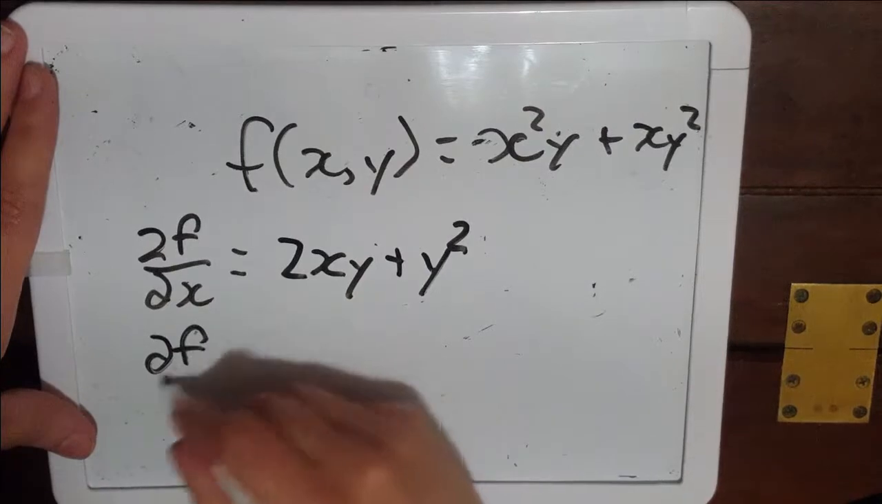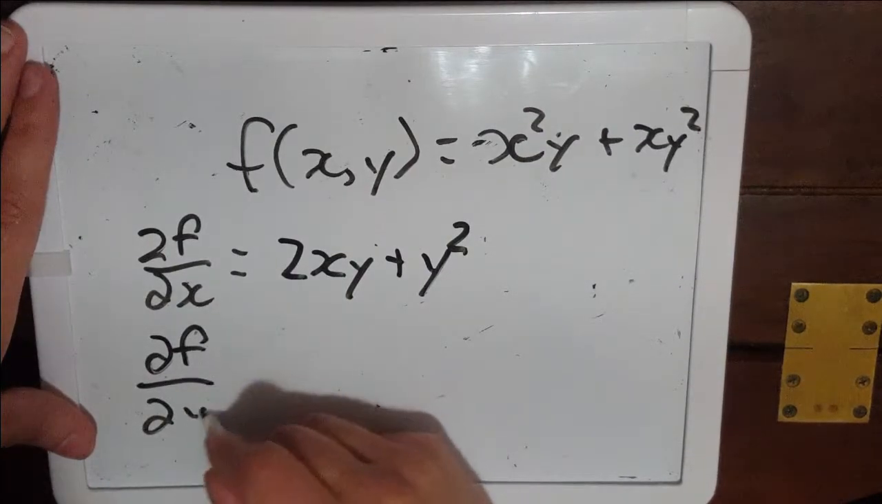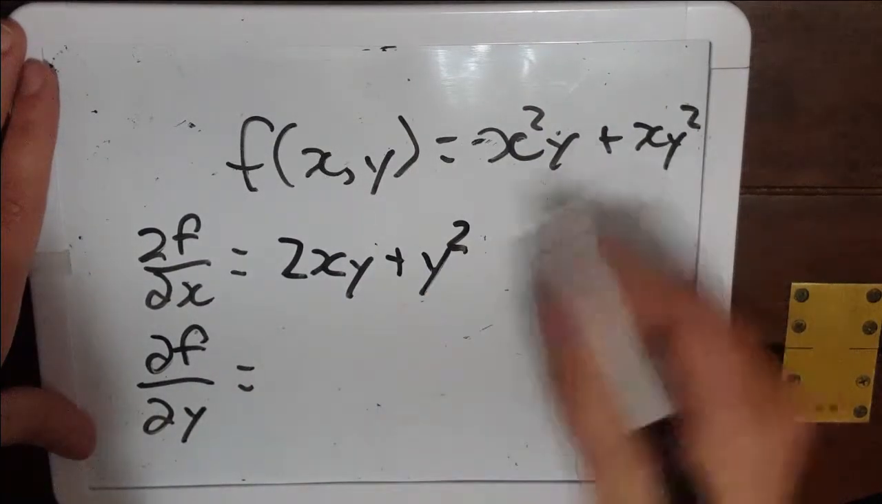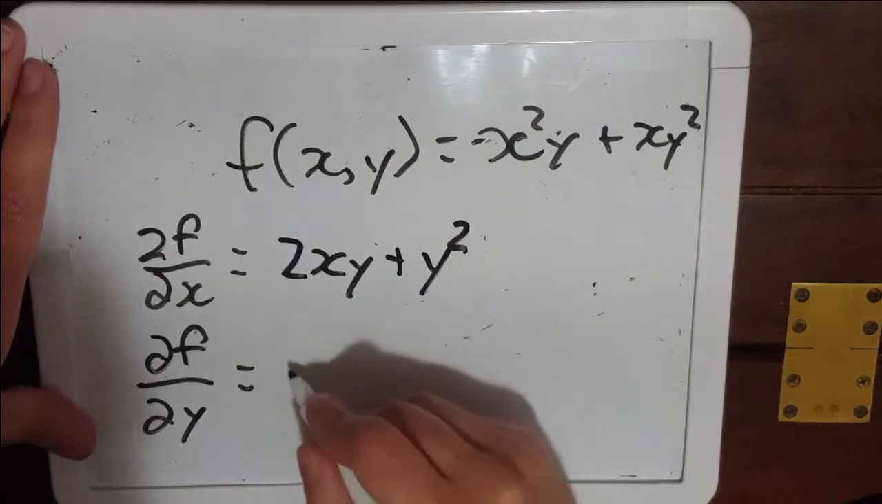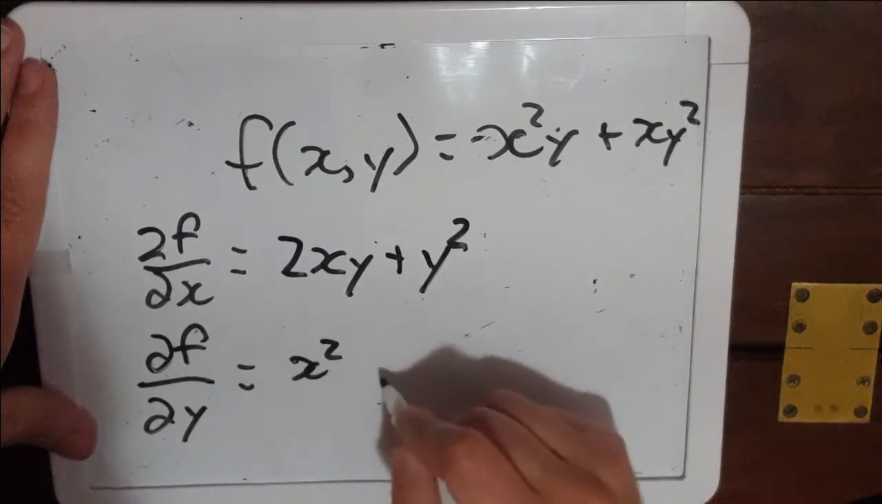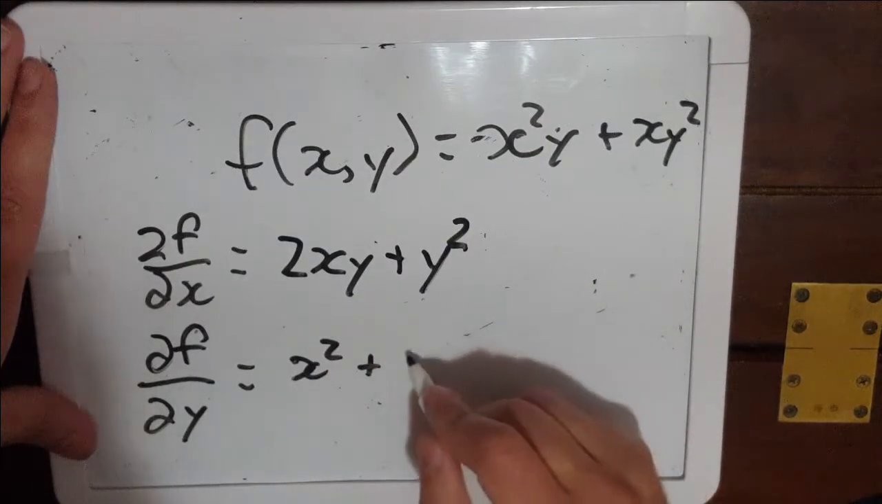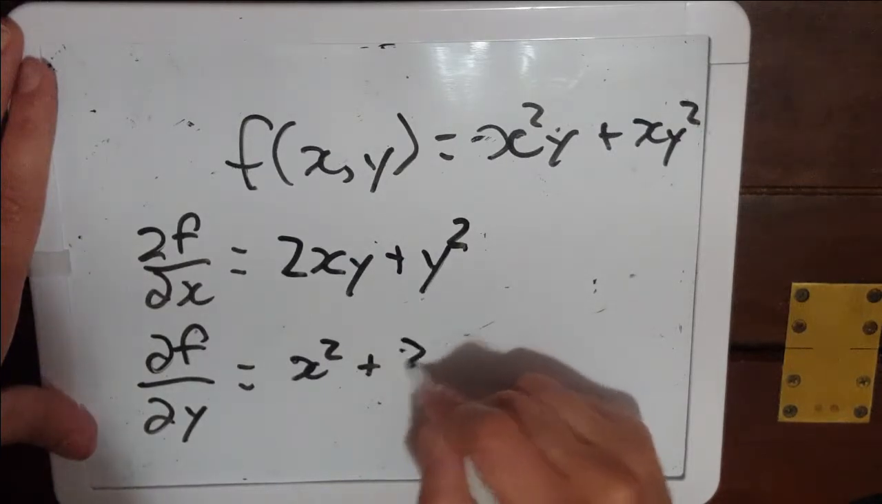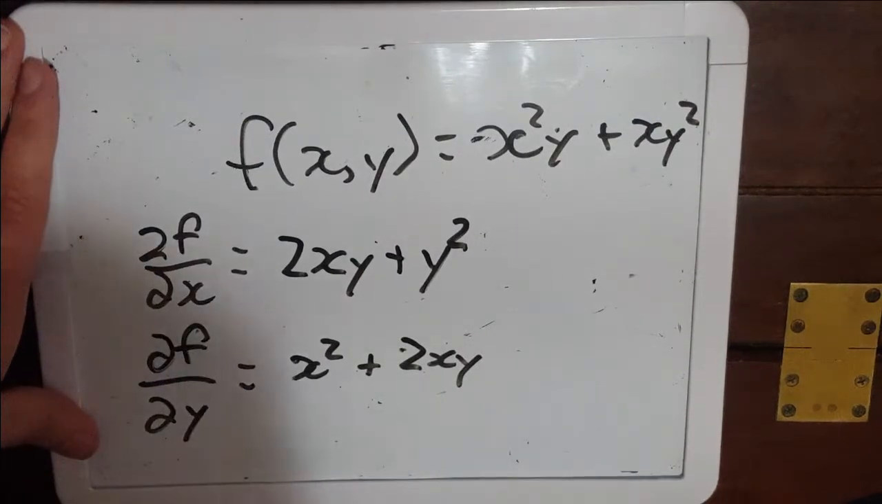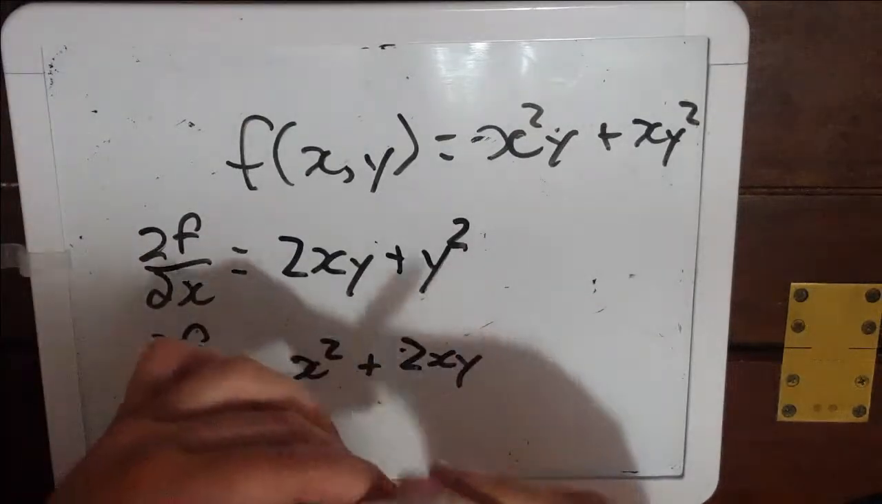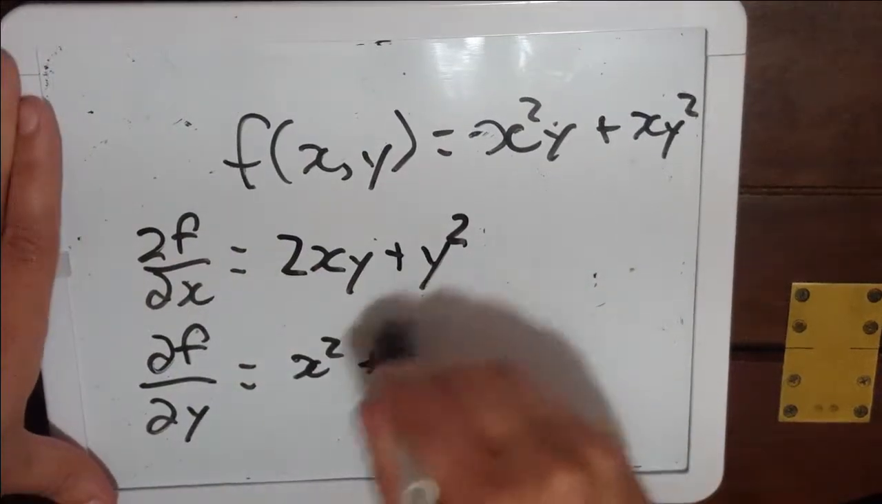And let's do the other one, the partial derivative of f with respect to y. And we're going to get x squared plus 2xy. Okay, hopefully that makes a little sense.